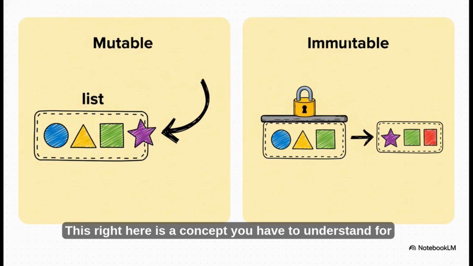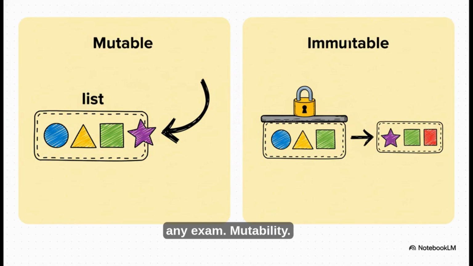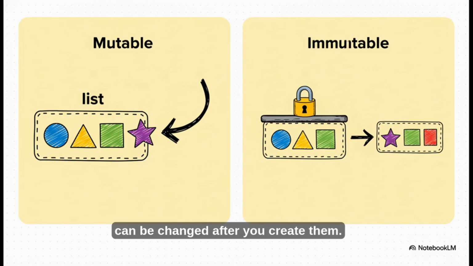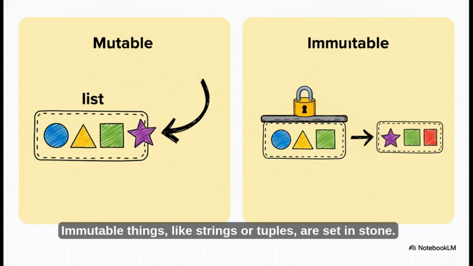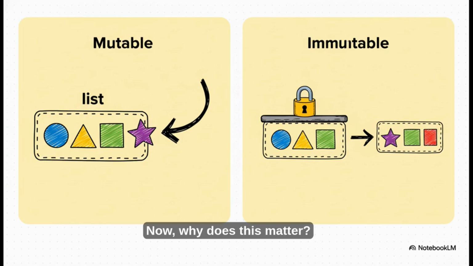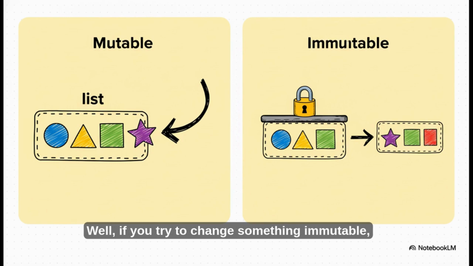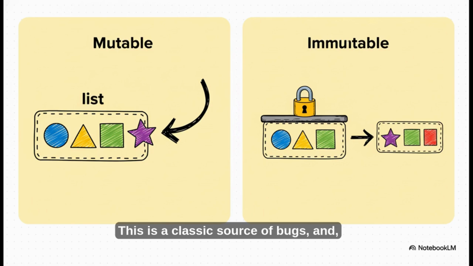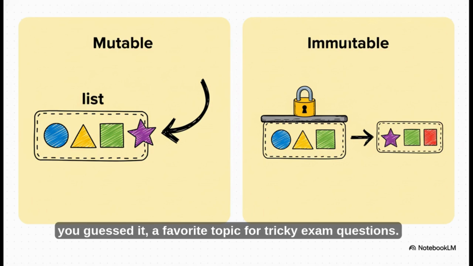This right here is a concept you have to understand for any exam: mutability. Mutable things, like lists, can be changed after you create them. Immutable things, like strings or tuples, are set in stone. Now, why does this matter? Well, if you try to change something immutable, Python has to create a whole new object in memory. This is a classic source of bugs, and you guessed it, a favorite topic for tricky exam questions.